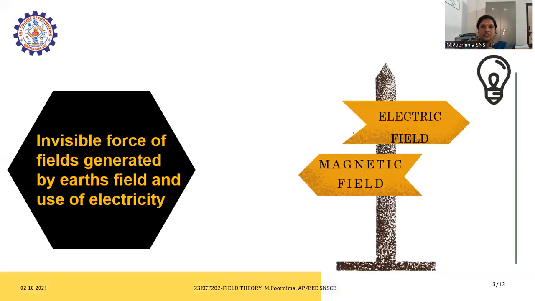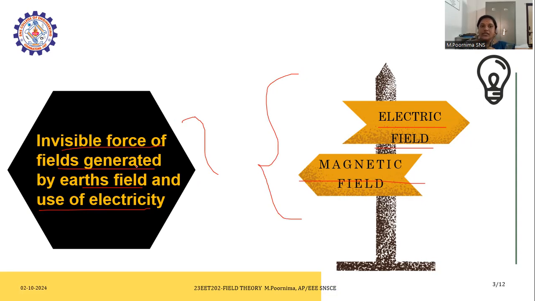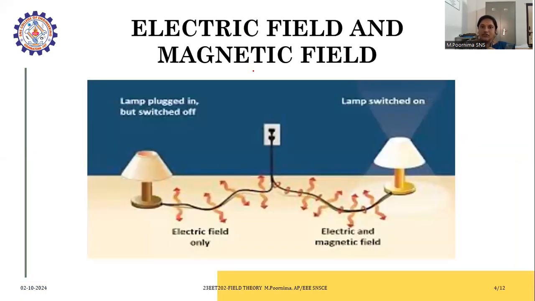Basically, we know that we have two fields: one is an electric field, and the other is a magnetic field. Both fields are invisible forces of field generated by the earth's field and the use of electricity. Now we are going to see what the electromagnetic field, electric field and magnetic field are.